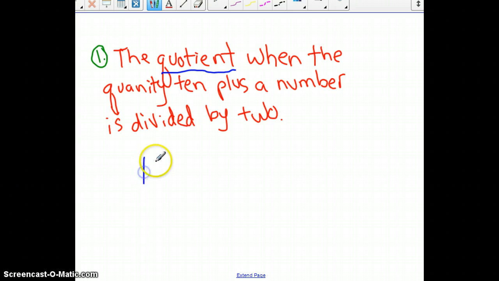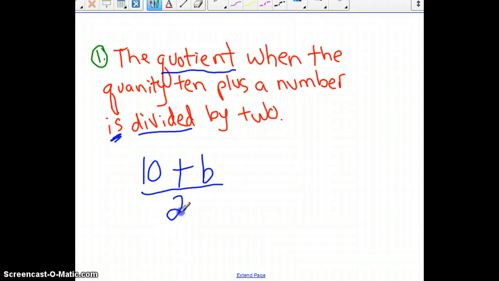So I'm going to take 10 plus a number. Don't know the number, so I'm going to assign it a variable. I'm just going to call it b. So there's a quantity of 10 plus a number. That's all right there. All of that is divided by 2. Okay? So all of that gets divided by 2. 10 plus b divided by 2.